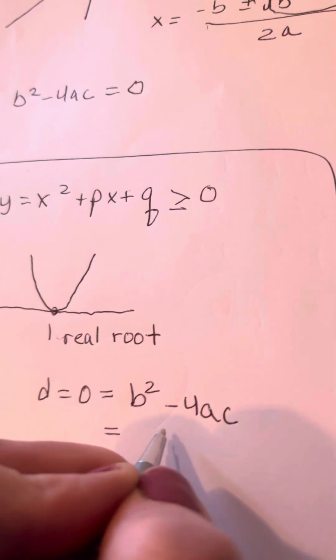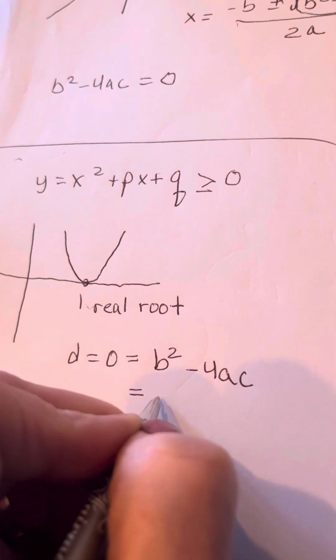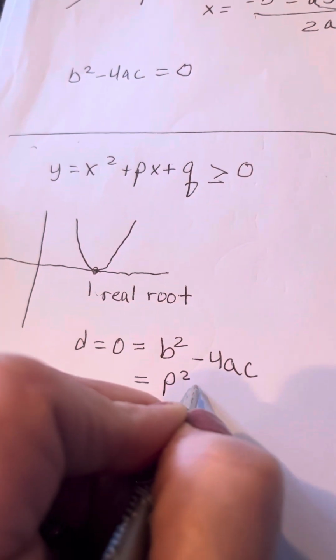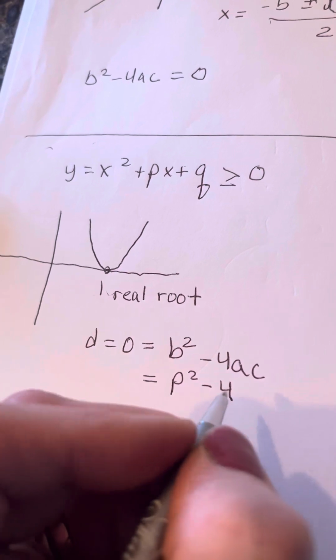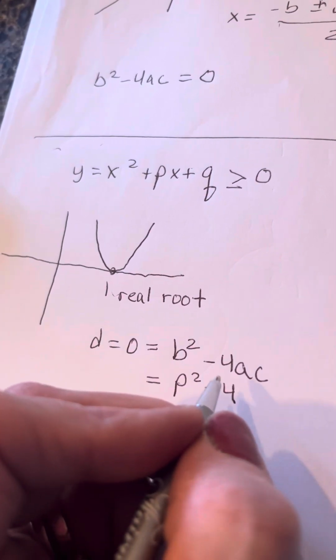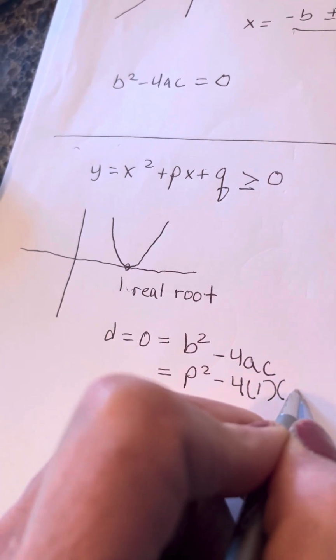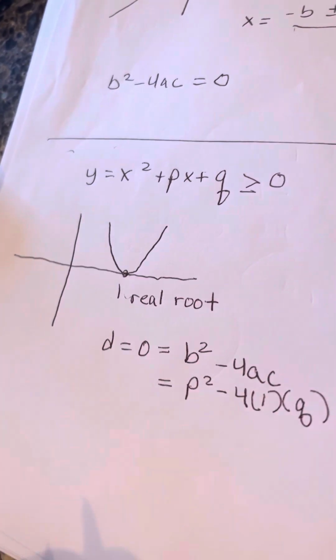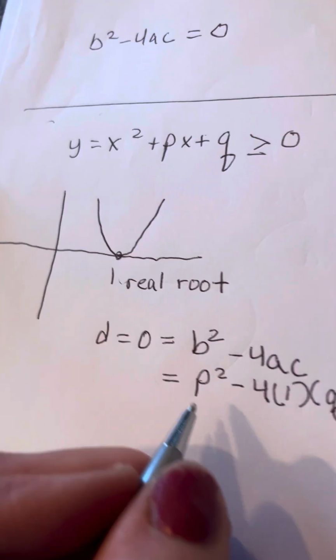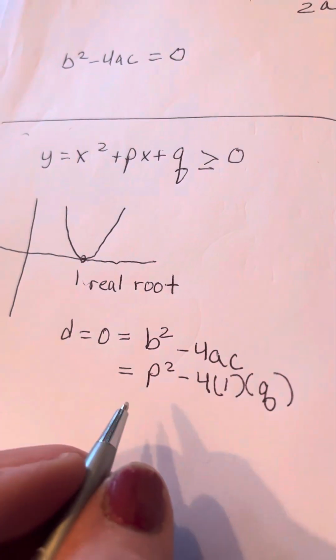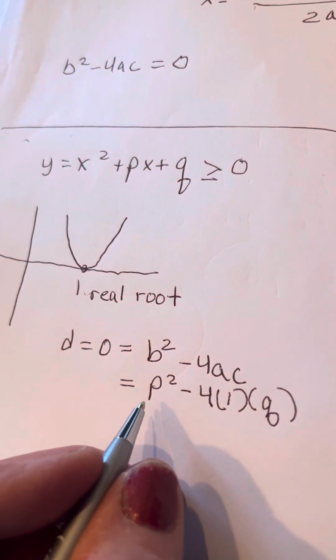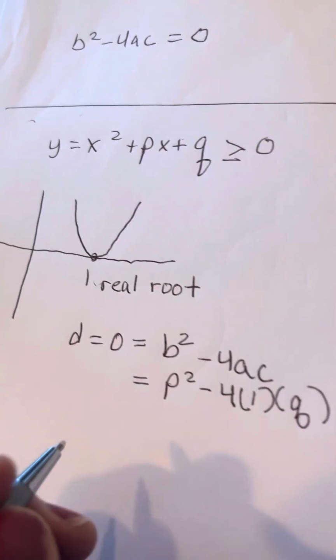Anyway, this comes out to your b is p. So that's p squared minus 4 times a, which is 1, and your c is q. And I believe the question asks for you to put p in terms of q or q in terms of p. Let's do p in terms of q.